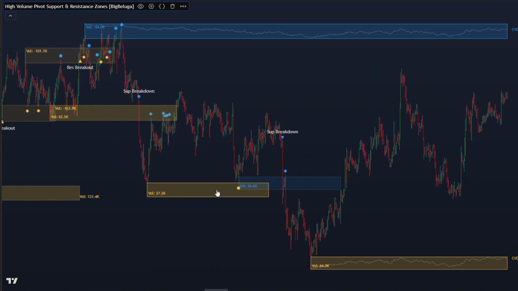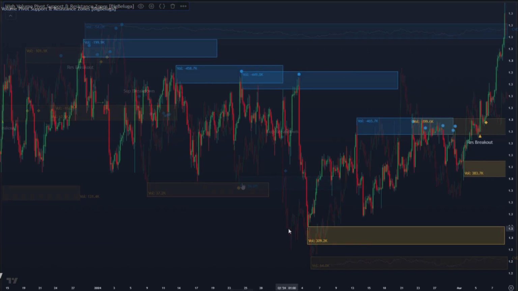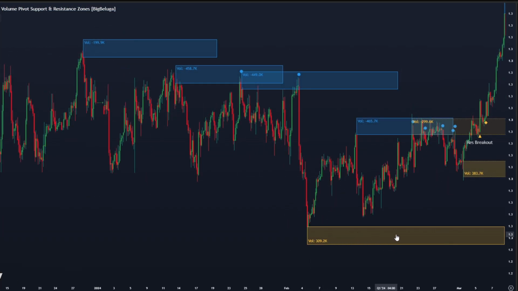The first signal we will examine is the standard zone retest signal. Whenever price returns to an identified support or resistance zone, the indicator can display a circular signal. For example, here we have a high volume resistance zone. When price returns to test this area, the indicator displays a blue circle.